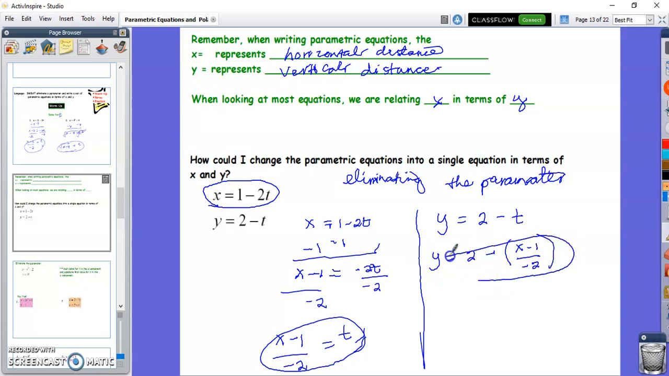While we can still simplify this further, I'm going to stop from here. So my y is equal to 2 minus x minus 1 over negative 2. We can simplify this further by multiplying each term of the equation by negative 2 and simplifying from there.